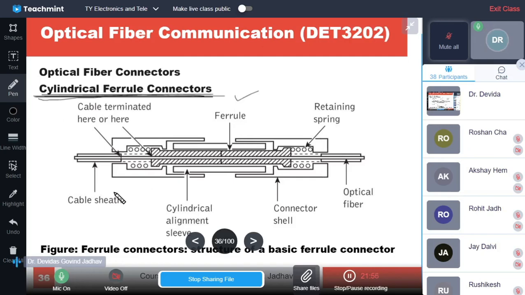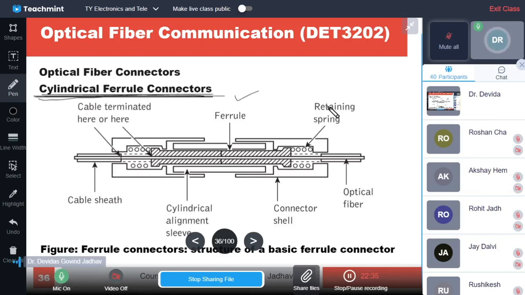So this is the cable sheath, that is the cable jacket or the cable protective layer, we can say, and here the cable is terminated. The outer cable is removed and the cable is terminated here. Or if the joint is required cable to cable, one cable is there in this way, another cable is also connected here, and this makes the joint. It makes the optical coupling.